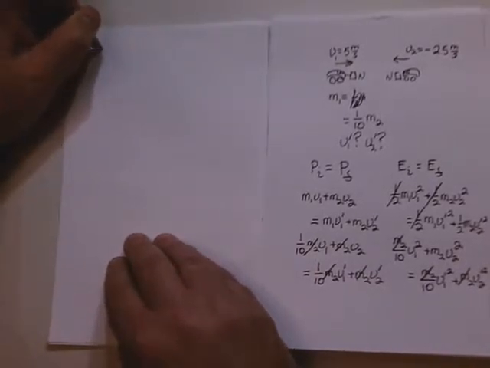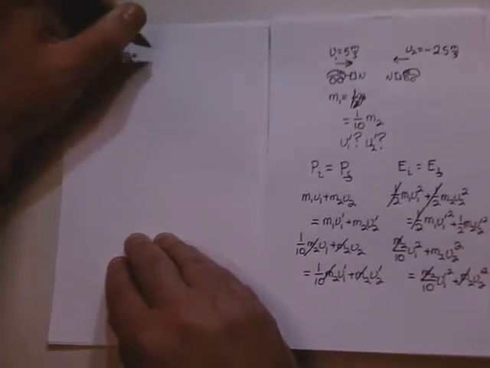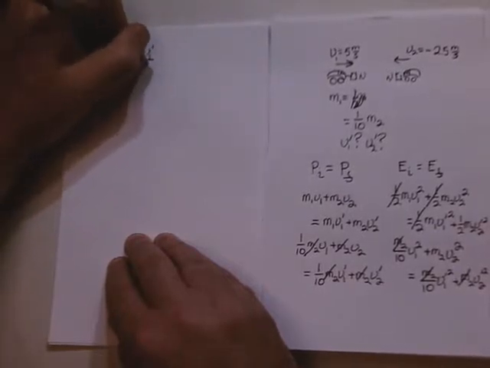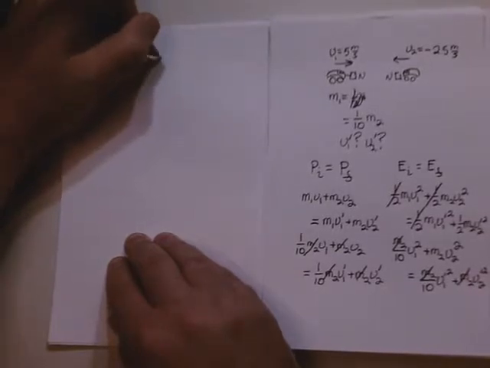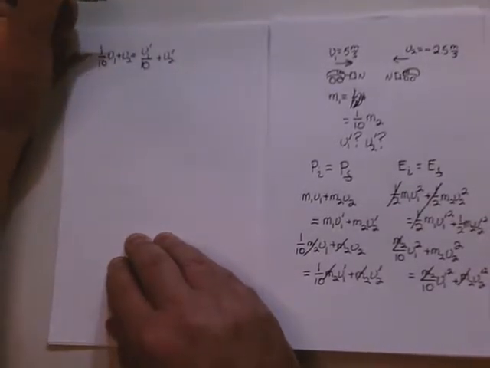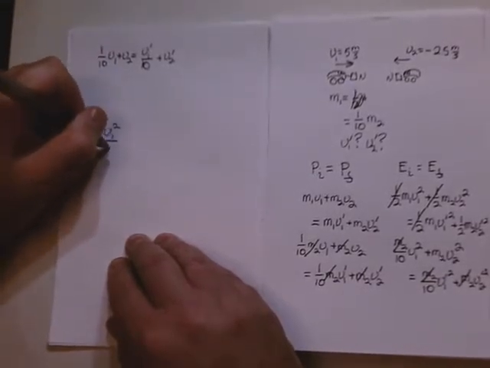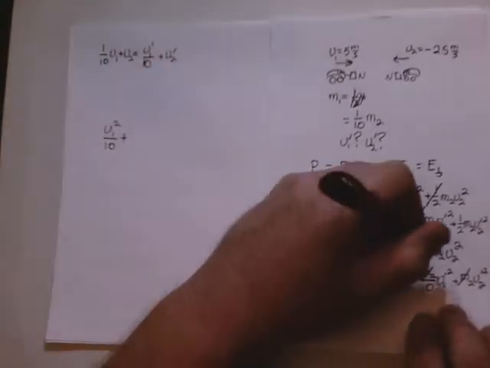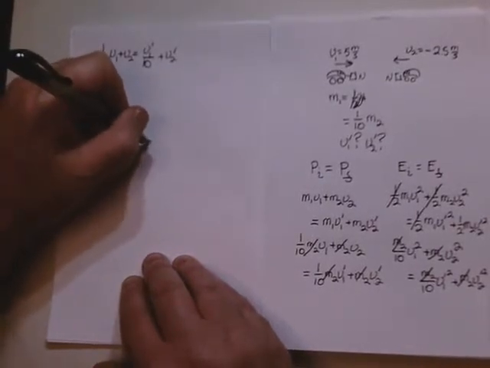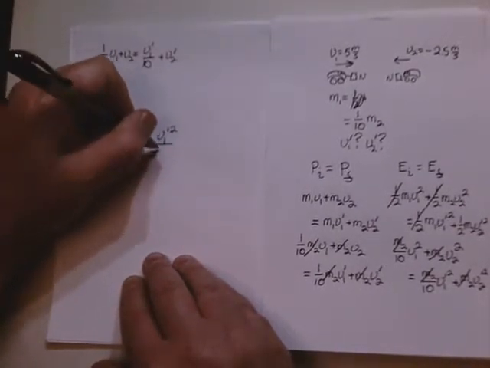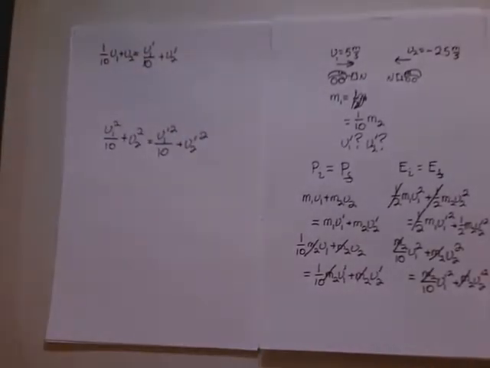Now what I'm going to do is write 1/10 v1 plus v2 is equal to v1 prime over 10 plus v2 prime. And then from the other one I have v1 squared over 10, and that one goes away. v2 squared is equal to v1 prime squared over 10 plus v2 prime squared. So it simplifies a little bit.